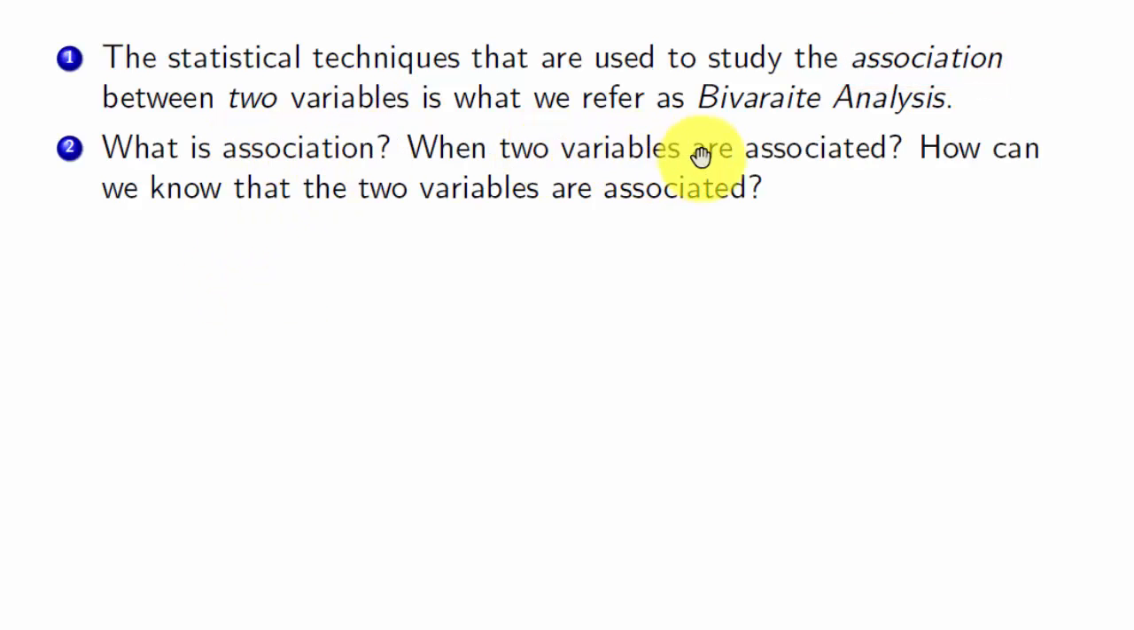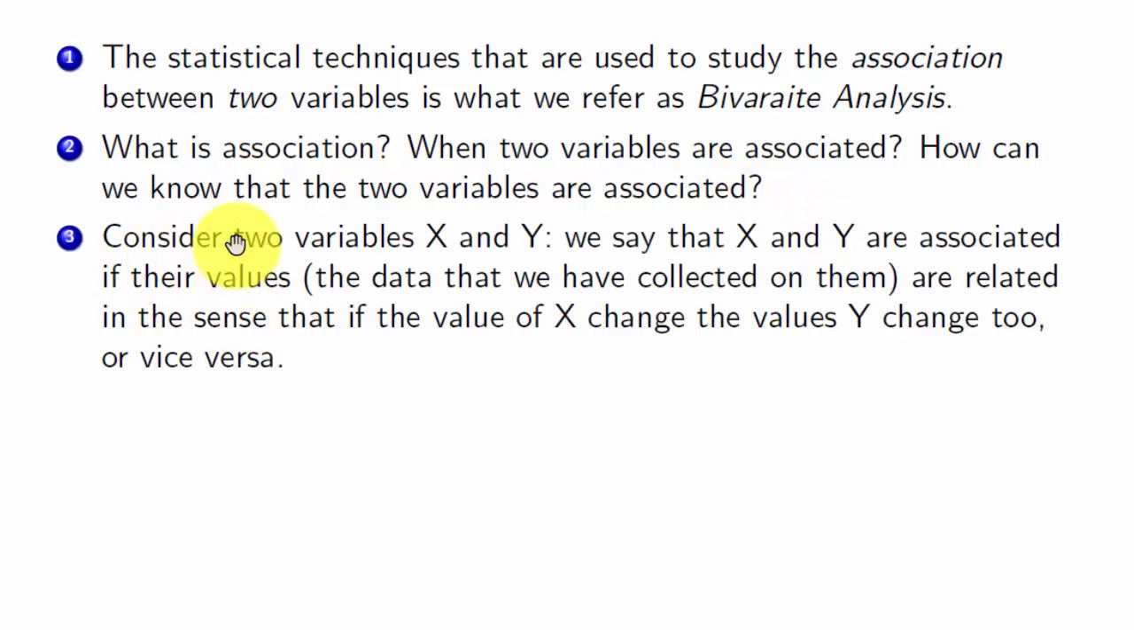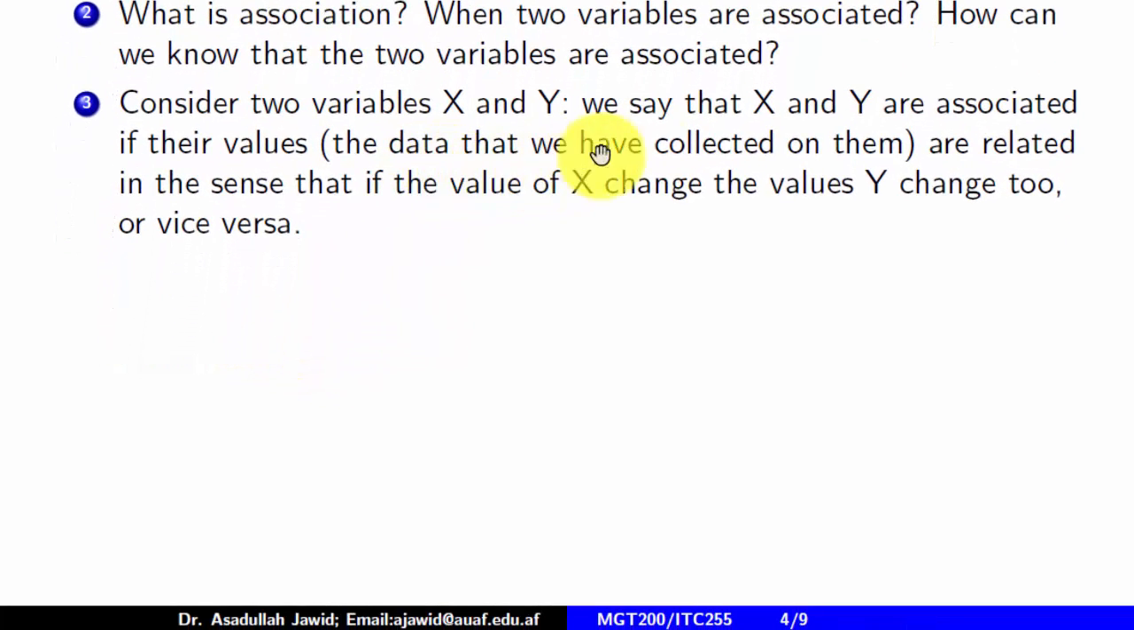Now, what do we mean by association? When two variables are associated, how can we know that the two variables are associated? So let's start answering these questions. Consider two variables x and y. We say that x and y are associated if their values are related. Remember guys, when we are talking about the values of x and y, we are referring to the data that we have collected on them.